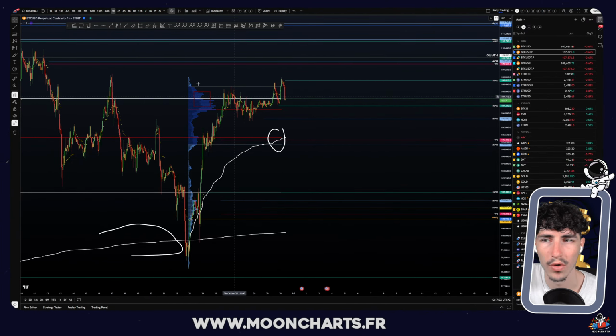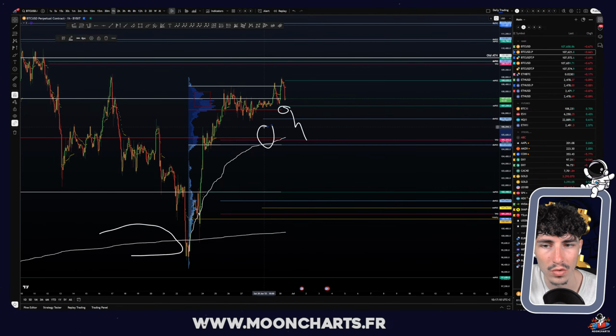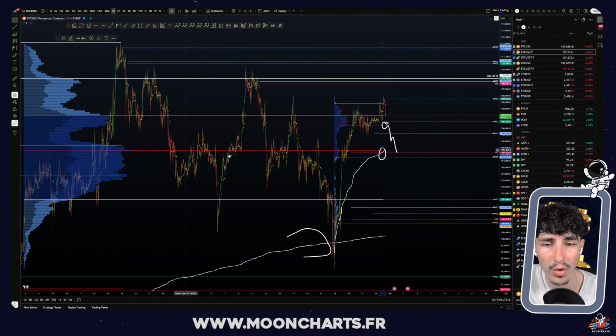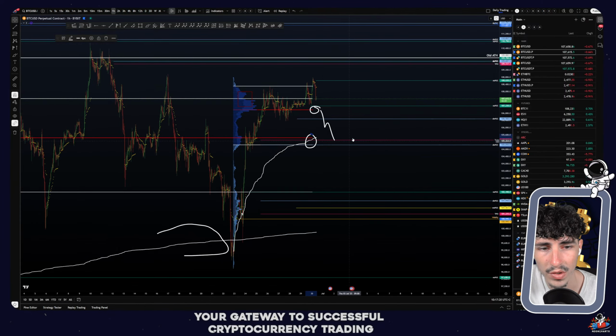If we do break this point of control, look for this zone here. That's why I did this drawing yesterday on my site. You can basically look for this zone. You have the value low plus a nice confluence here. You have the range point of control plus a DNPOC and a TPO here. So this is a very good target.